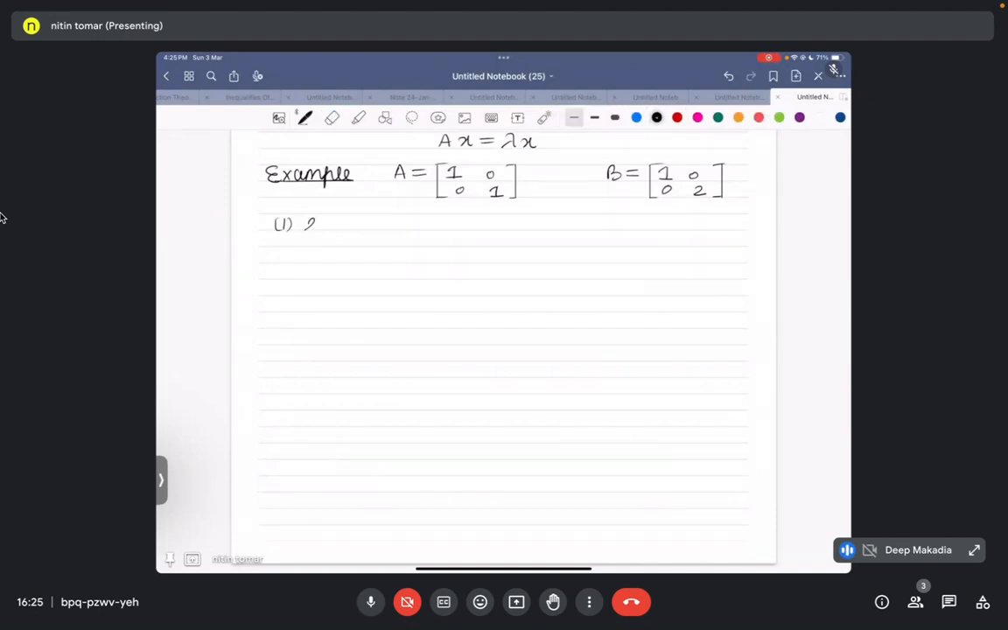So first you find the eigenvalues. How do you find the eigenvalues? We all know it is the determinant of A minus lambda I. This is a polynomial in lambda. Am I correct? So you solve it. Okay. So here, for A, it is 1 and 1.